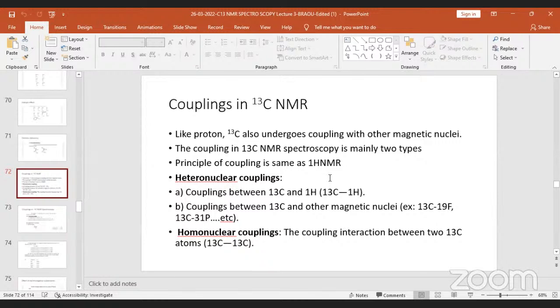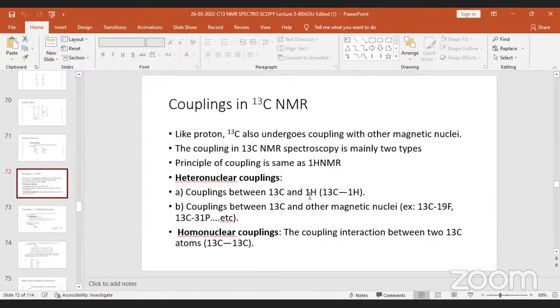Fluorine also we can observe, but only in a few fluoro compounds, and phosphorus also, the number of organic compounds with phosphorus is quite less. But they will be useful. Here in C13, you have two types of couplings, heteronuclear couplings and homonuclear couplings. Heteronuclear, as the name itself suggests, means couplings between C13 and other magnetic nuclei. It can be hydrogen, fluorine or P31, etc.